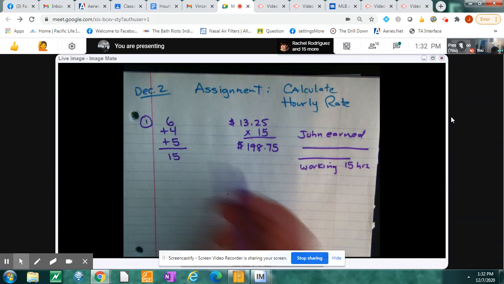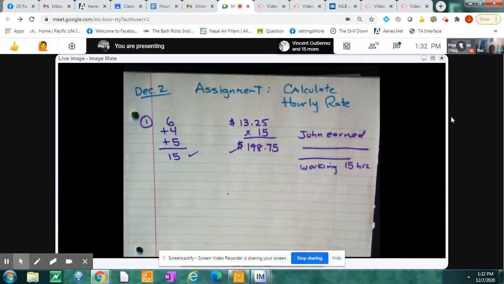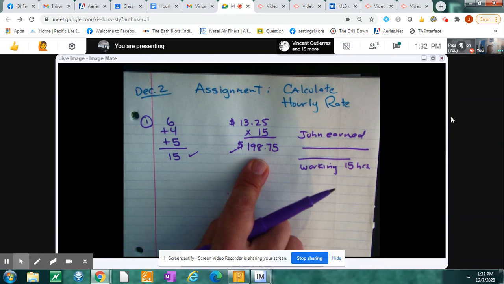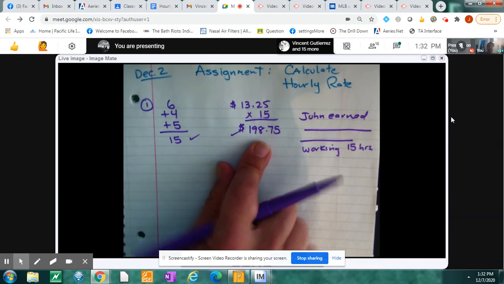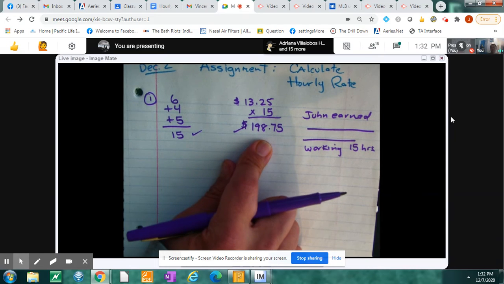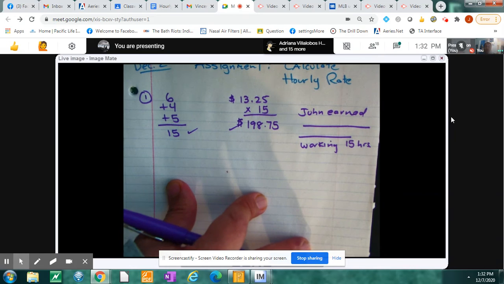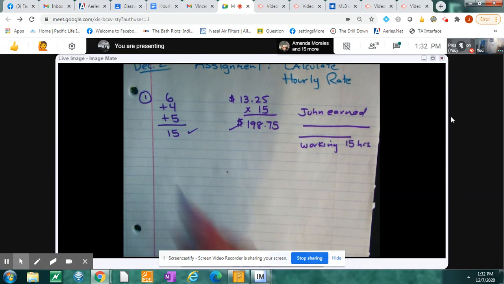If you got it right, put a little check, because I'm checking this and I'm checking that. So remember, if you did it, the 9 people, just check it. The people that didn't turn it in, at least do something. All right. So number two.